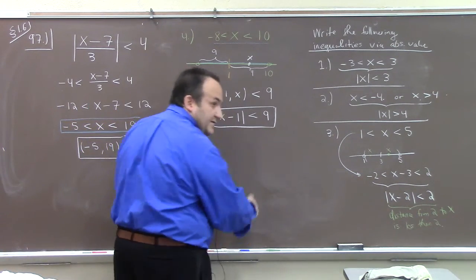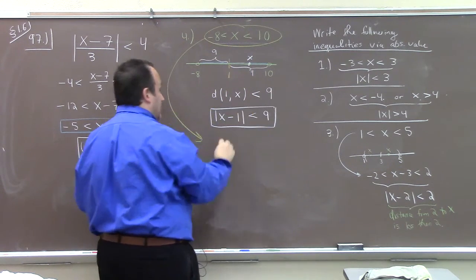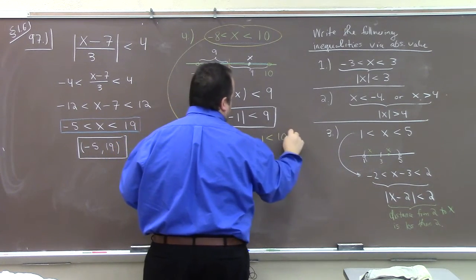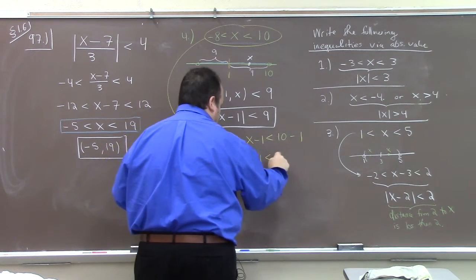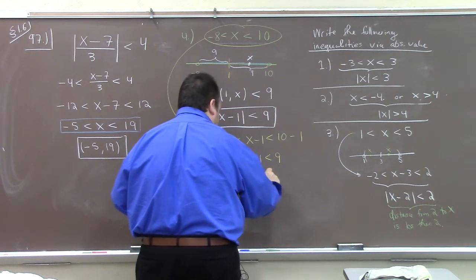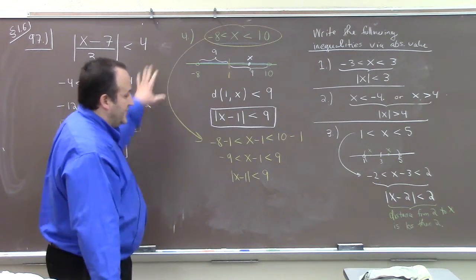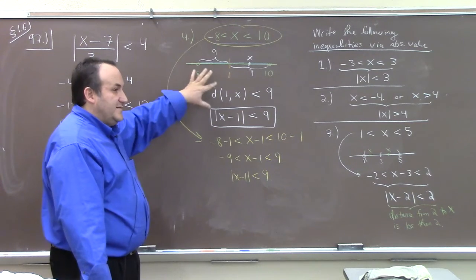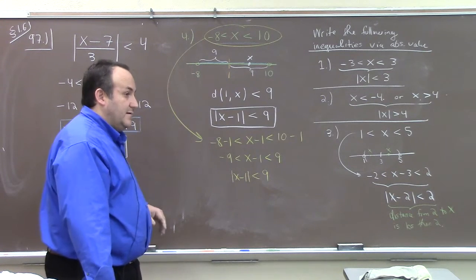You, of course, can just take this directly and subtract 1 across it. Minus 8 minus 1 less than x minus 1 less than 10 minus 1, which gives you minus 9 less than x minus 1 less than 9, which is to say that the absolute value of x minus 1 is less than 9. So you can always take a totally algebraic approach, if you will. But I think if you think about the geometry of distance between numbers on the number line, it can really open your eyes to what we're doing.